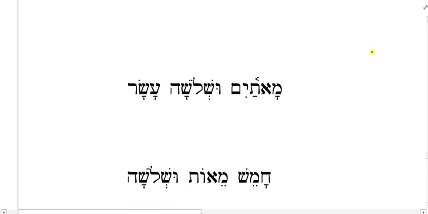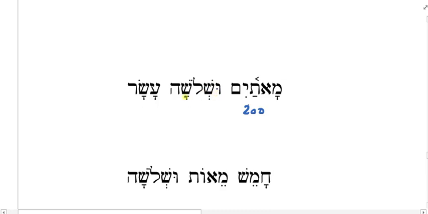So next we have Matayim u Shilosha Asar. What are we looking at here? Well, this is the noun me'ah, which is the number for 100, but notice I have the ayim ending, matayim. Me'ah becomes ma'at, and then I add the ayim, matayim. So this is a set of two 100 units, that is to say 200.